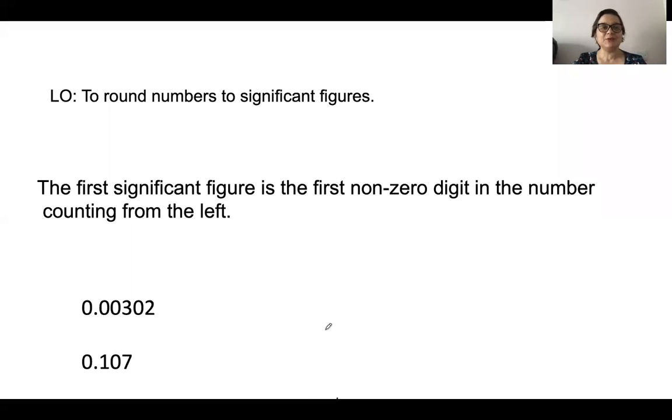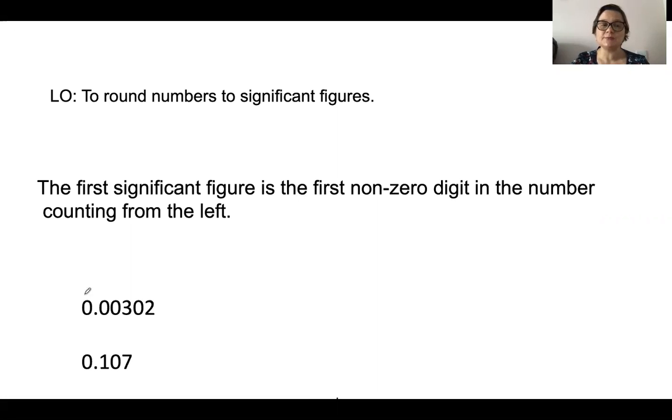Hello, today we are going to learn how to round numbers to significant figures. This is the one thing that you must remember. The first significant figure is the first non-zero digit in the number counting from the left.